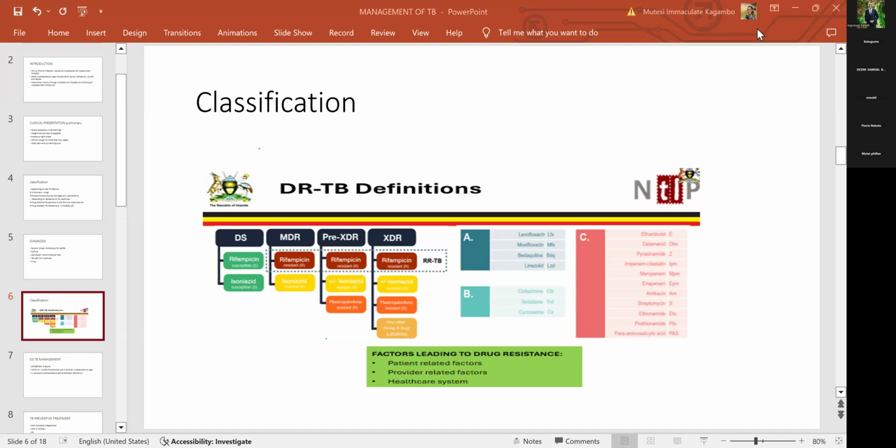So now when you're doing regimen construction, precedence is given to Group A drugs, followed by Group B drugs, and then the Group C drugs come when there are usually issues with any of the Group A or Group B drugs.